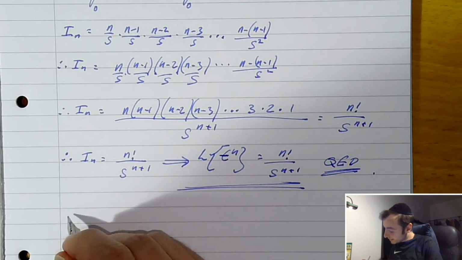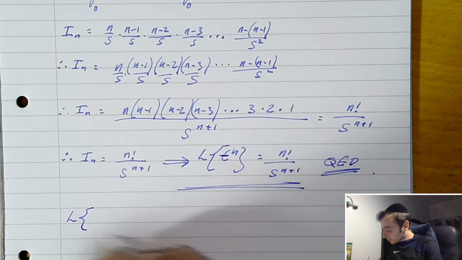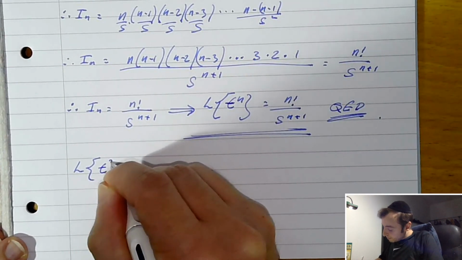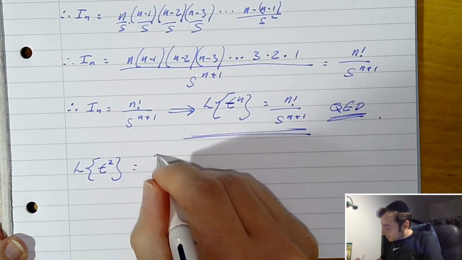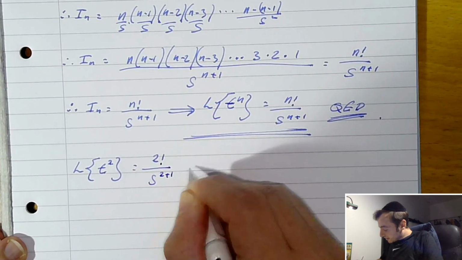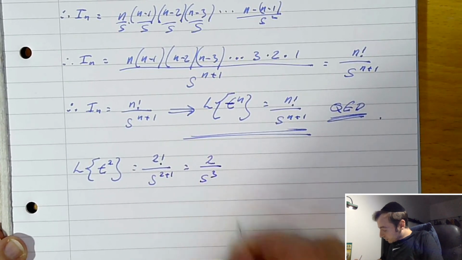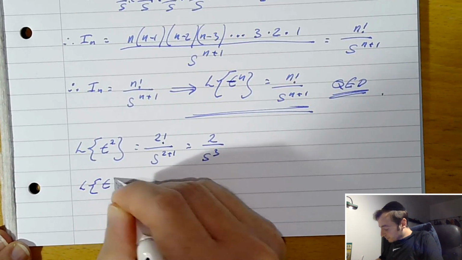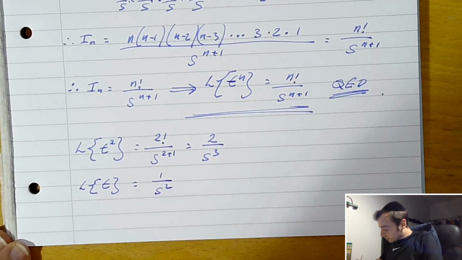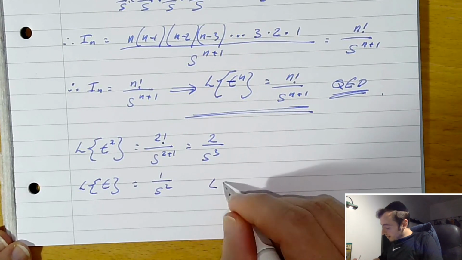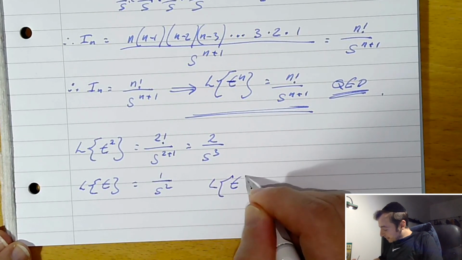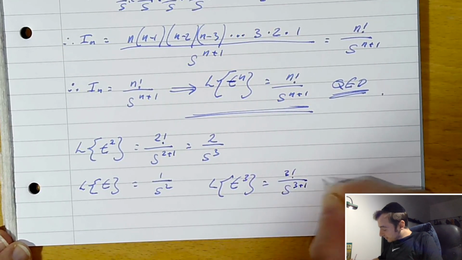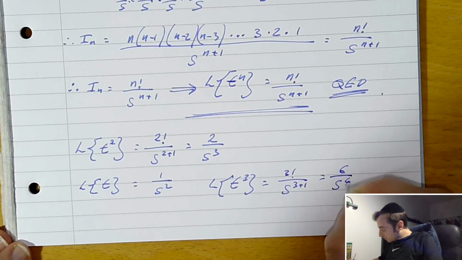So let's just do one quick example. If we want to know what the Laplace transform of, say, t to the power of 2 is, it's just simply going to be 2 factorial on s to the 2 plus 1, which equals 2 on s cubed. Or let's do the Laplace transform of t to the power of 1, which is going to be 1 on s squared. And let's do one more. Laplace transform of t to the power of 3 is just going to be 3 factorial on s to the 3 plus 1, which equals 6 on s to the power of 4.